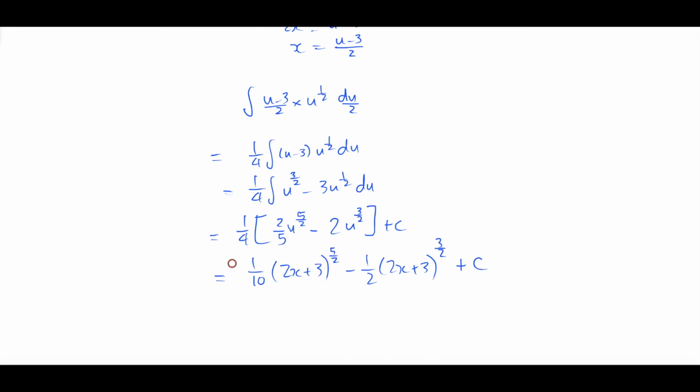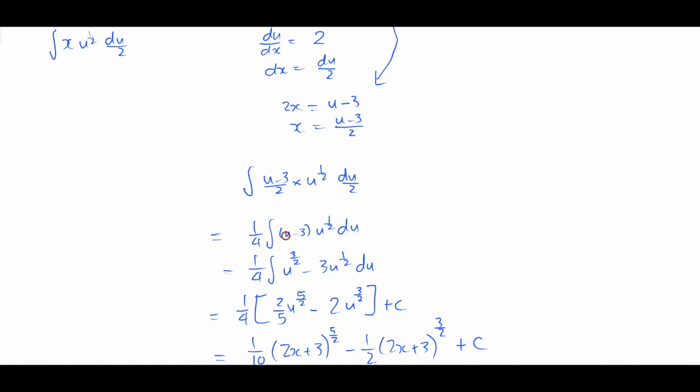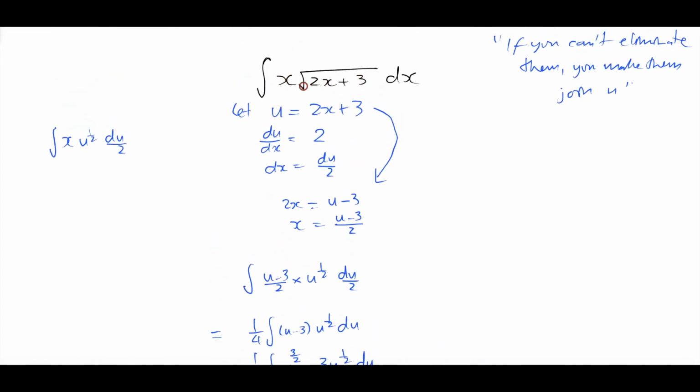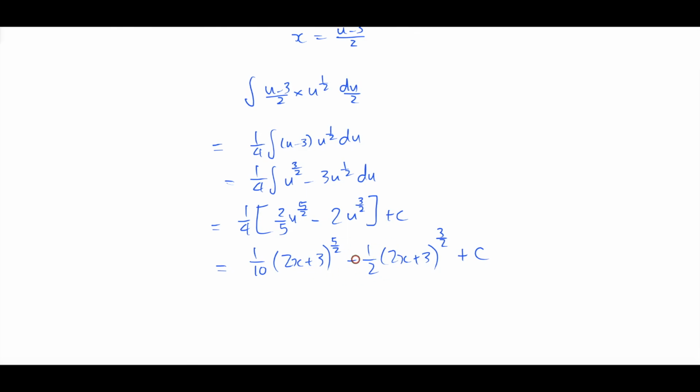This is your original function. If you antiderive what we have here, the x multiplied by the square root of 2x plus 3, this is what you should get. And of course, if you derive this, you should get back to the original function. So this is technique number 2, integration by linear substitution. Hopefully this helps you understand more about the topic.